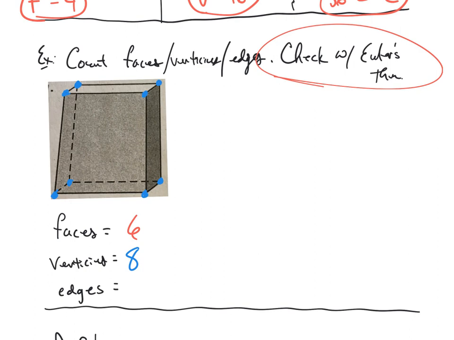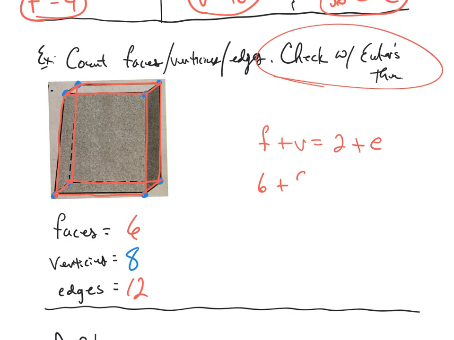And then the edges I've been doing in red. So edges would be 1, 2, 3, 4 around the top, 5, 6, 7, 8 around the bottom. And then the 4 that connect vertically, so 9, 10, 11, and 12 edges. Okay? And then what Euler's theorem says is faces plus vertices equals 2 plus edges. And let's just confirm that works by replacing faces with 6, vertices with 8, and edges with 12.